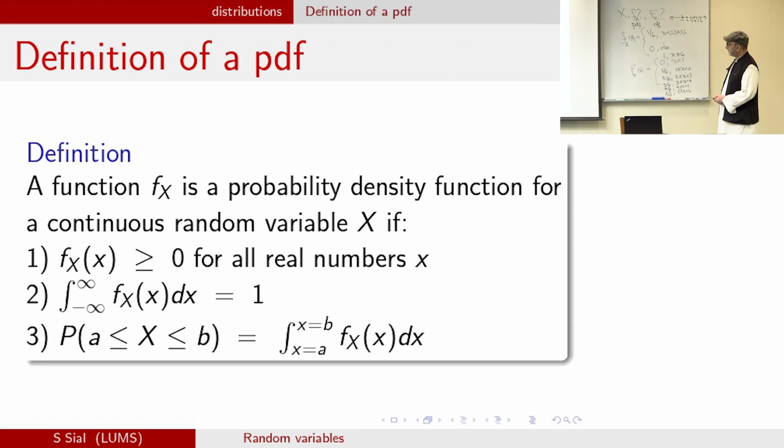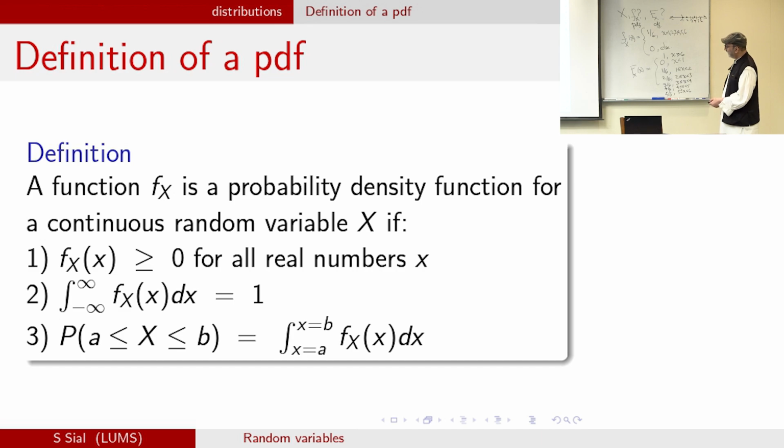If you have a continuous random variable capital X, the probability density function for that, small f sub x, is a function such that the probability density at each point x has to be greater than or equal to 0. If I integrate from minus infinity to infinity, so before I summed over all the real numbers, right? So if I integrate f sub x dx from minus infinity to infinity, I should get 1.